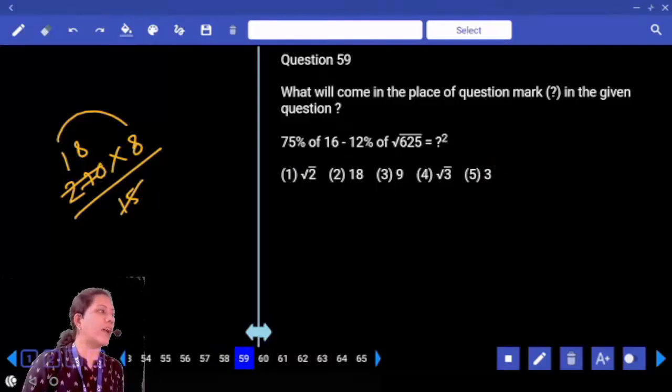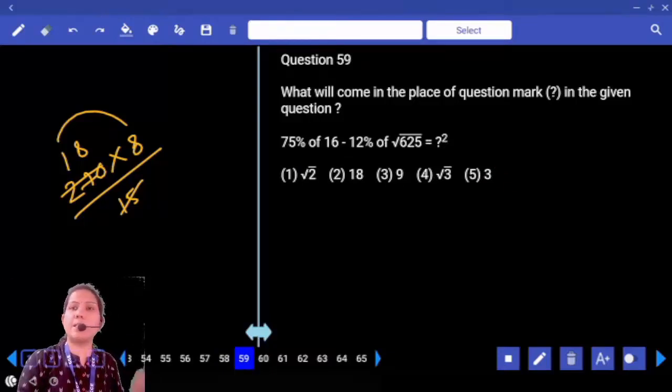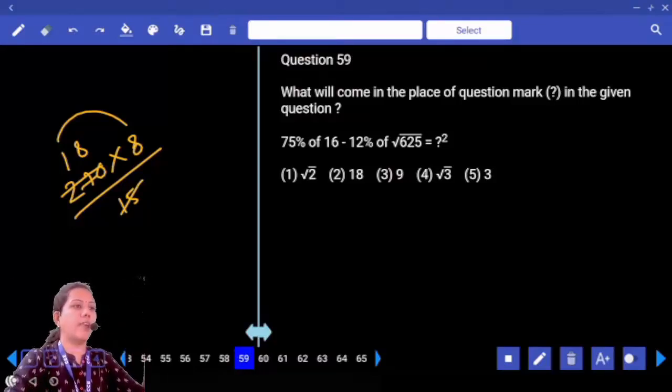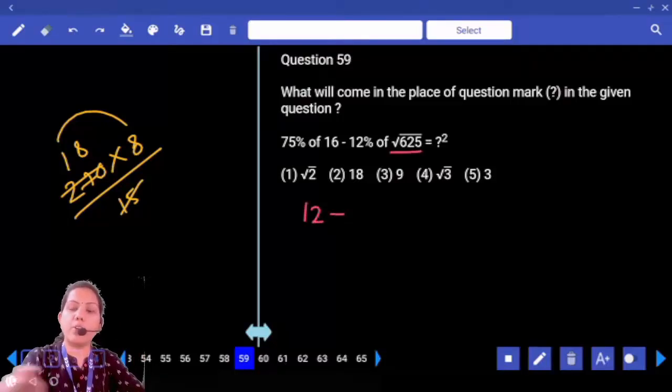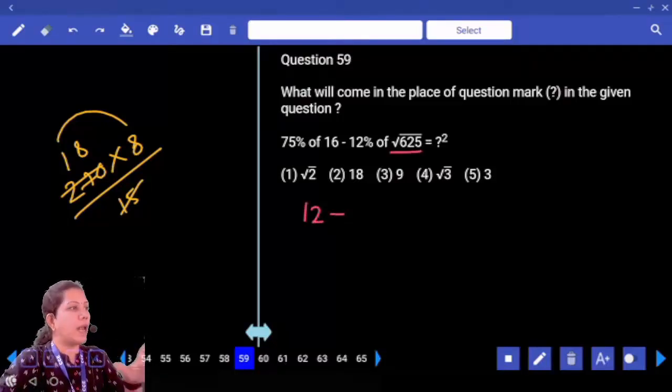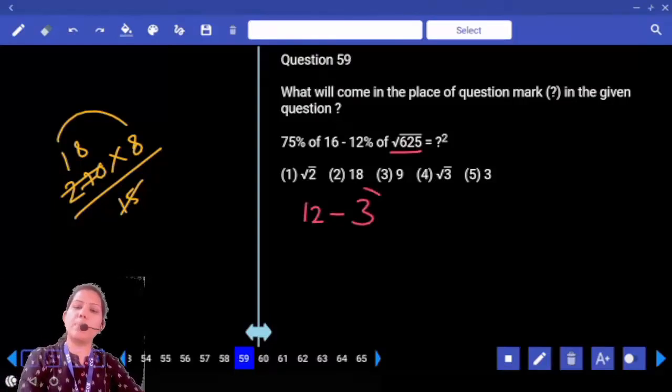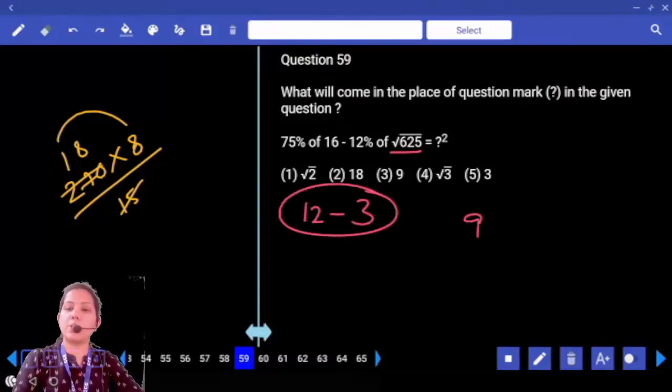What is 75 percentage of 16? 75 percentage means 3/4. What is 1/4? 4, then 3/4? 12. 12 minus 12 percentage of what is square root of 625? 12 percentage of 25 or 25 percentage of 12, both are same. 25 percentage means 1/4. What is 1/4 of 12? 3. 12 minus 3 is equal to 9. So answer is equal to 9, 81, na? 3. 3 square is equal to 9. So answer fifth option 3.